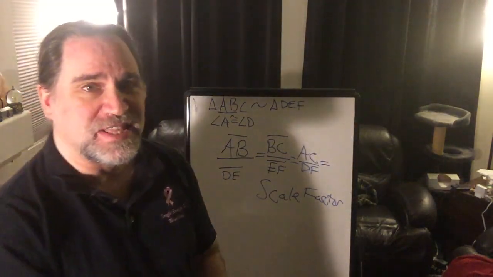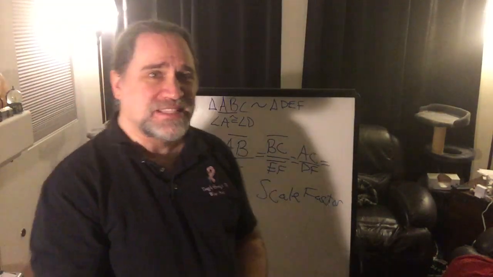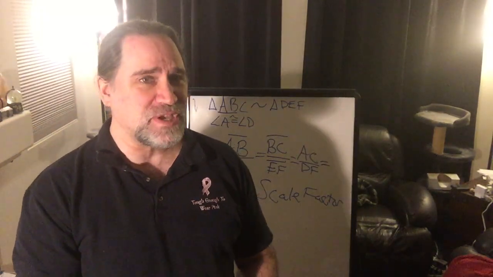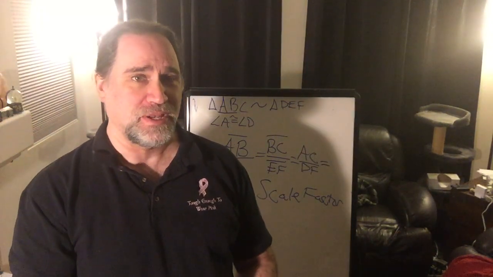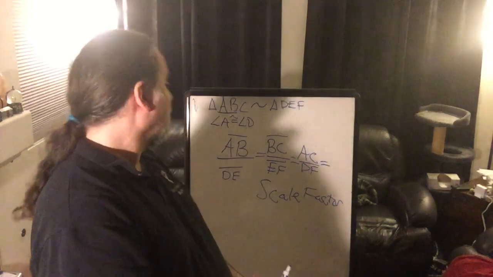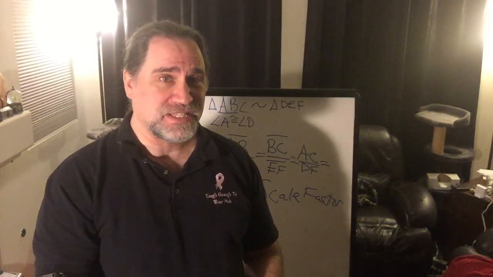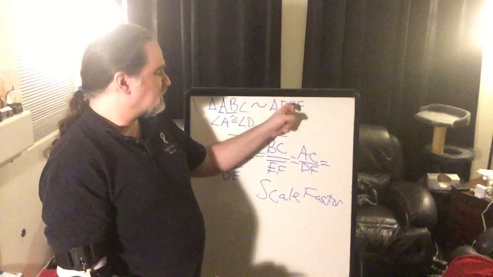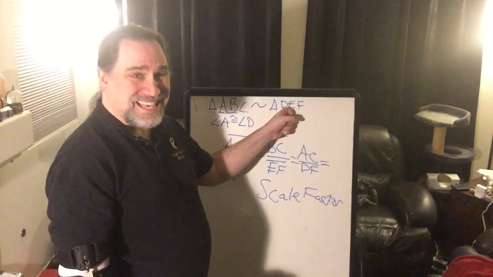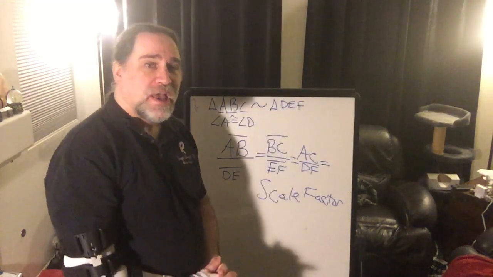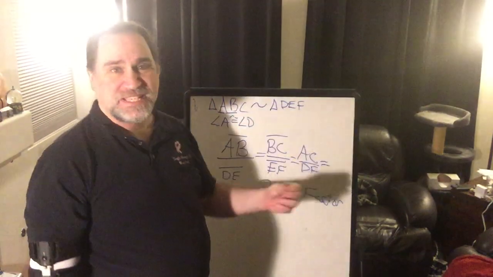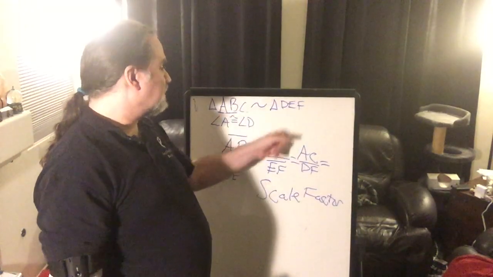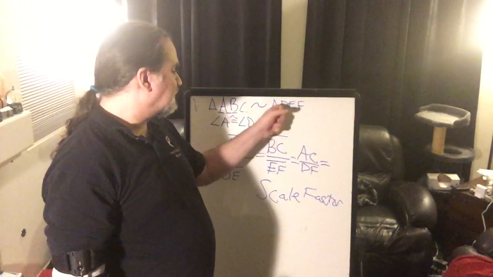So we have this thing called a similarity statement. That similarity statement tells me that every corresponding set of angles are congruent: A equals D, B equals E, and C equals F. It tells me the distance from A to B, the first two letters, divided by the distance from D to E, is the scale factor. And that scale factor is true for every set of sides. B to C is E to F, A to C is D to F.